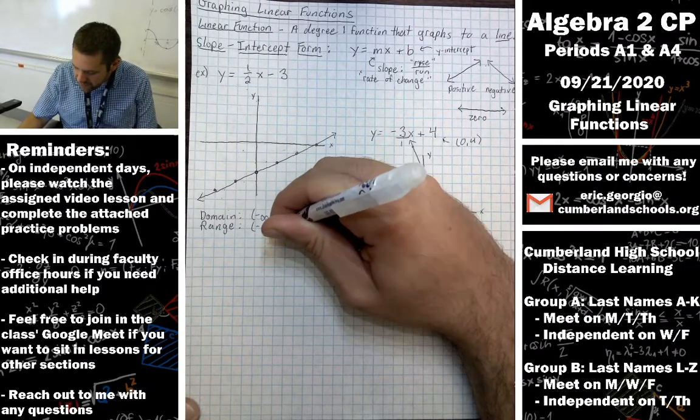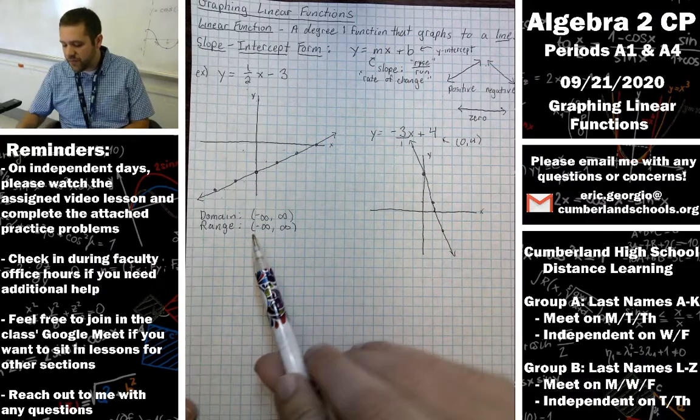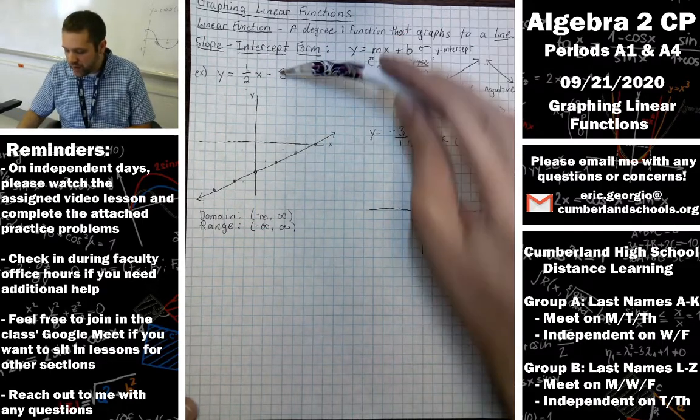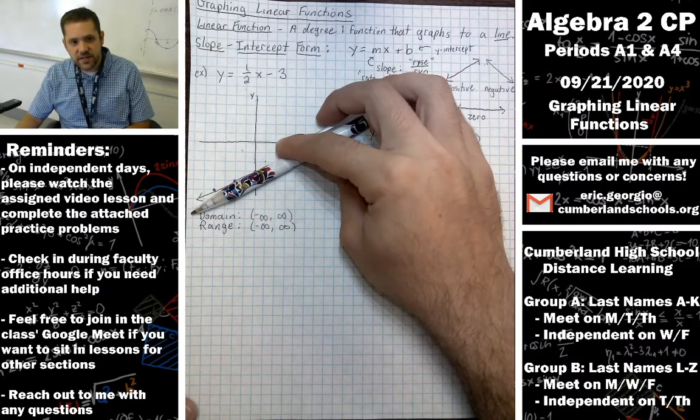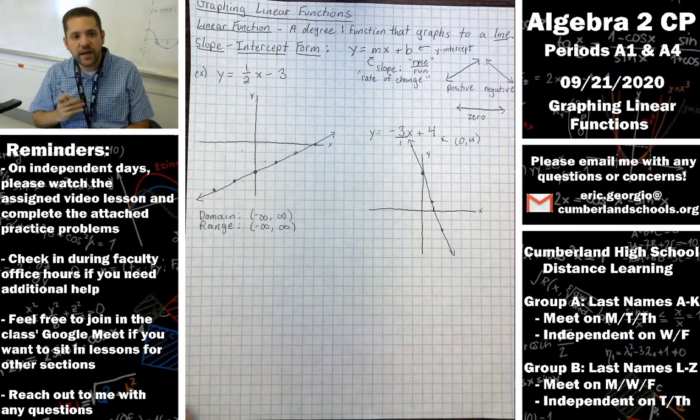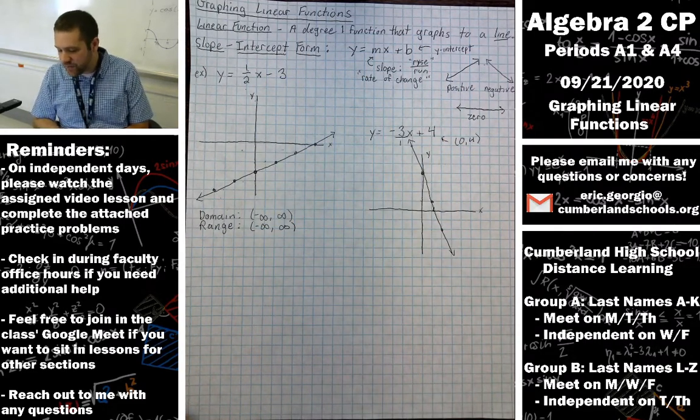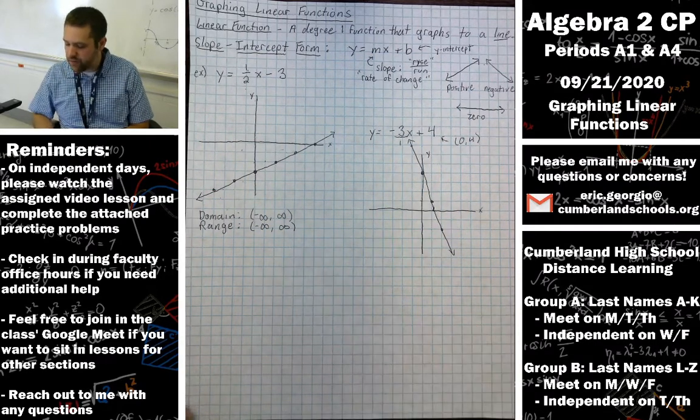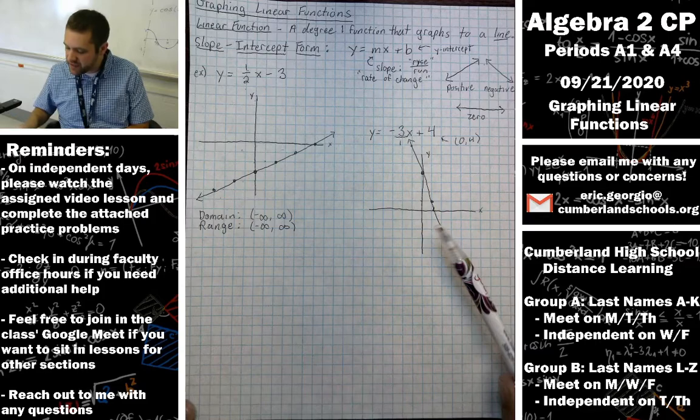Because if you notice, it's extending forever to the left, forever down, and forever up, right? No matter if the line is tilted this way or this way, the domain and range of any linear function, as long as its slope is not 0, is all real numbers. Always, always, all the time. The same thing is true here.